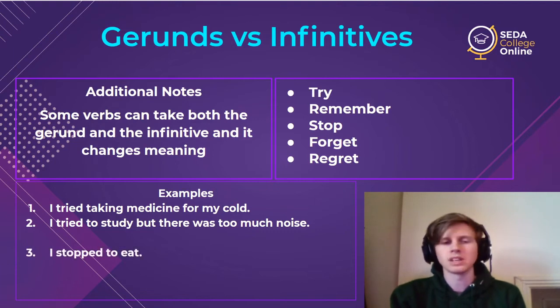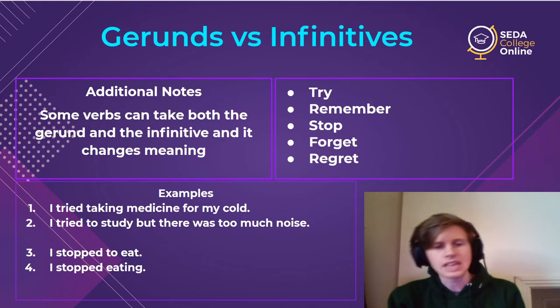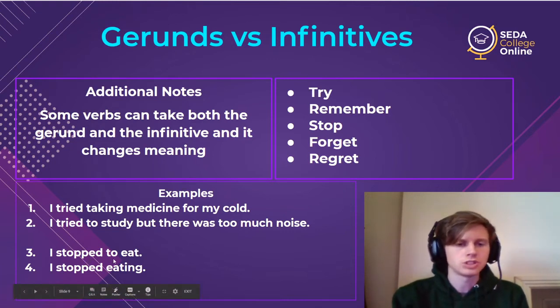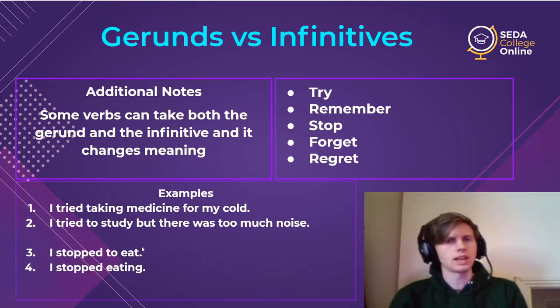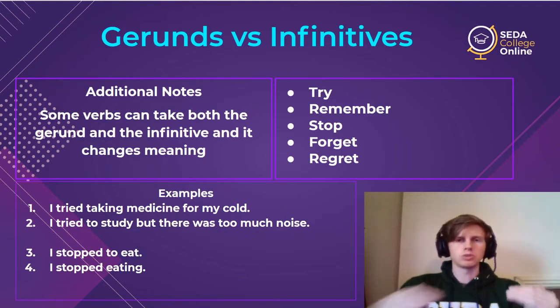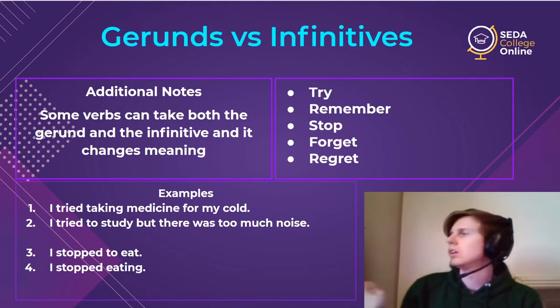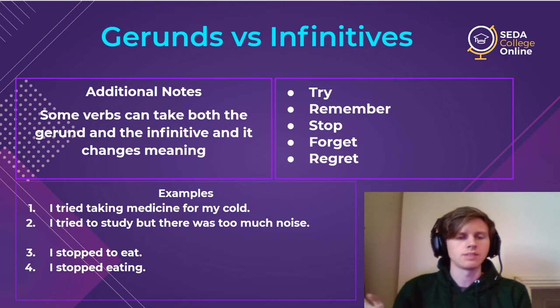But let's look at something closer together. I stopped to eat, I stopped eating. Here they're exactly the same, only the gerund and infinitive are different. So what's the difference? I stopped to eat. This is I stopped to do something, I stopped to do another action. So we have step one, step two. I'm walking down the street. I stop. Oh, a cafe. So I stopped to eat at the cafe.